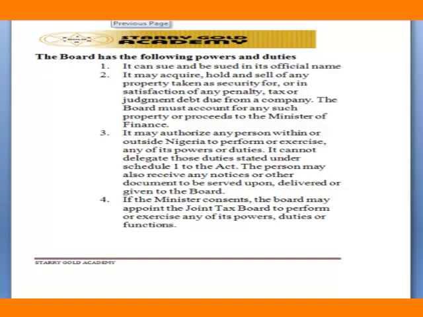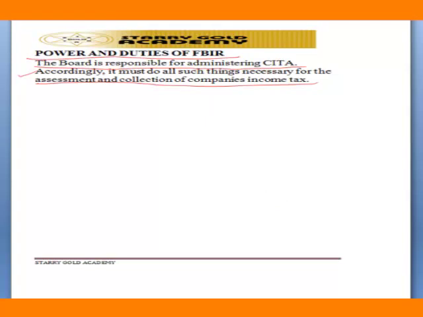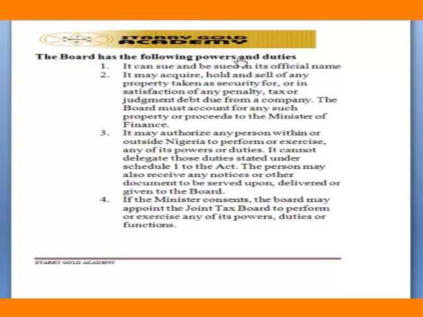The board has the following powers and duties in detail now. One, it can sue and be sued in its official name. It may acquire, hold, and sell any property taken as security for or in satisfaction of any penalty, tax, or judgment debt due from a company. The board must account for any such property or proceeds to the Minister of Finance. It may authorize any person within or outside Nigeria to perform or exercise any of its powers or duties.